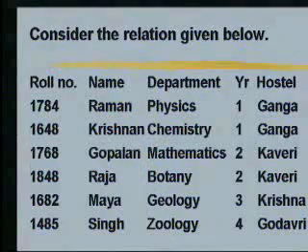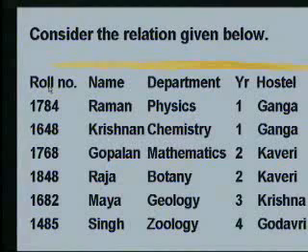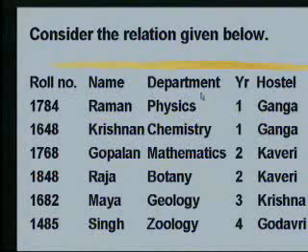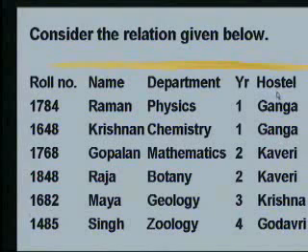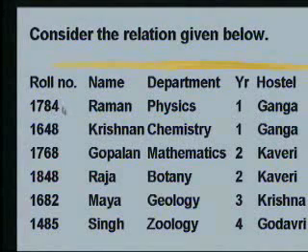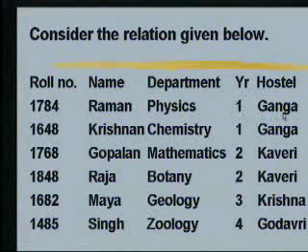Let us consider the relation which is given in the graphics. Well, visualize the relation: the roll numbers, the name, department, year and hostel. Once again a student database. For a person whose name is Raman, physics, etc., the data is there. He is in the first year and he is allocated to a hostel called Ganga.